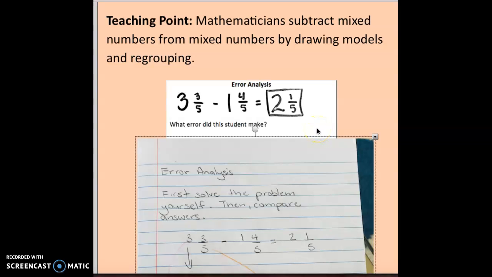So let's look at our error analysis now. In our error analysis, we have an expression that the student solved, and the expression was 3 and 3/5 minus 1 and 4/5, and the answer that the student got was 2 and 1/5. So we know that it's an error analysis, so something is wrong here. The answer is incorrect.